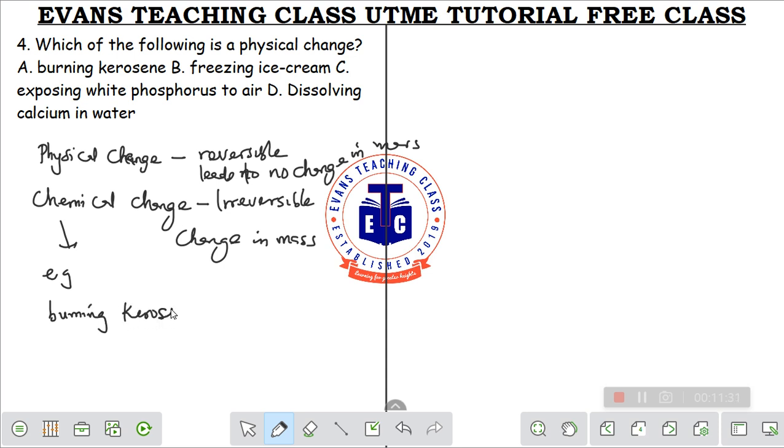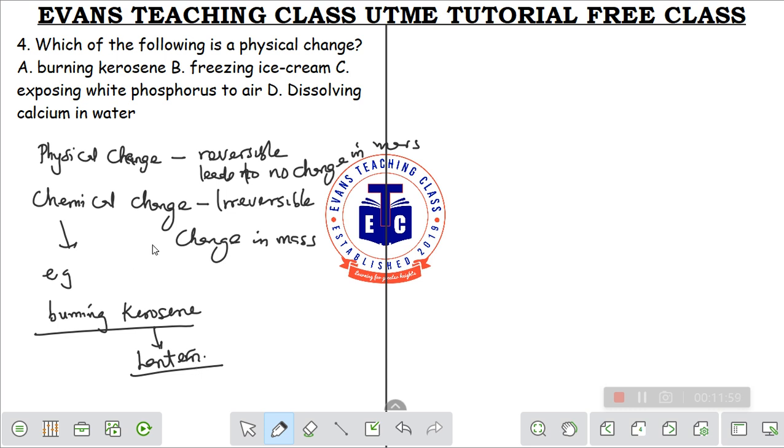Now I want to ask you something. For those of you that are old, I'm not talking of some Gen Z, most of your parents were using lamps. If you had the chance to use a lantern, you will know that after you have exhausted the kerosene, can you still get that kerosene back? No. So that's a chemical change. So burning kerosene is actually a chemical change.